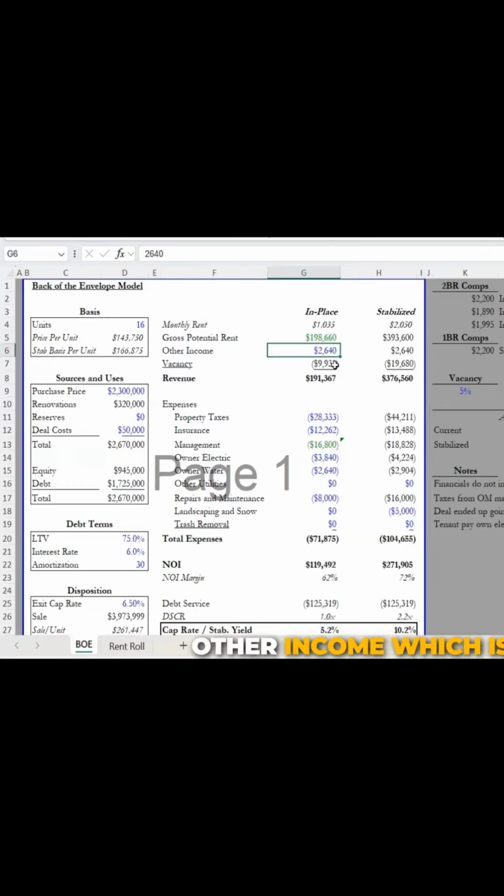Then you have the other income, which is just that coin washer dryer. And then you do the vacancy. They didn't have any vacancy numbers in theirs. We're going to run at 5%. It's a really tight rental market. So 5% should be good.